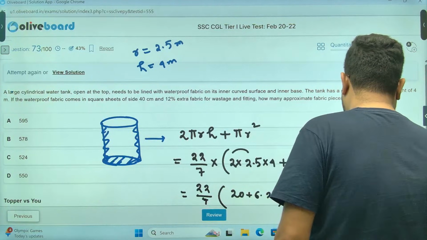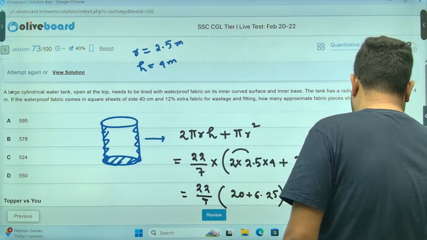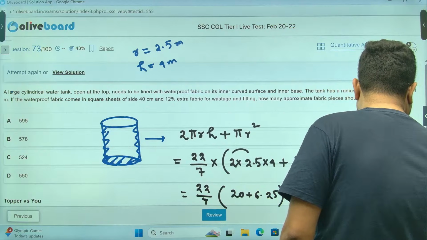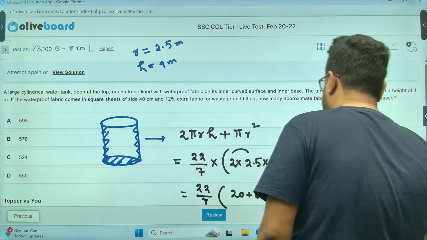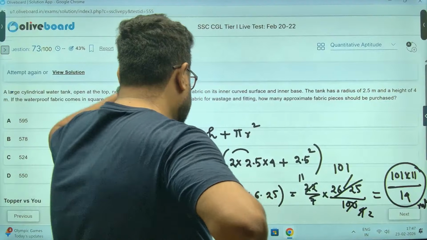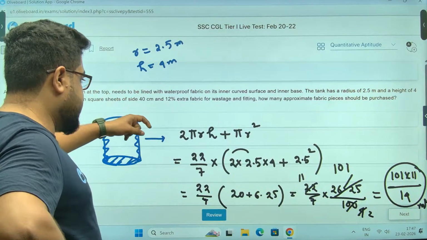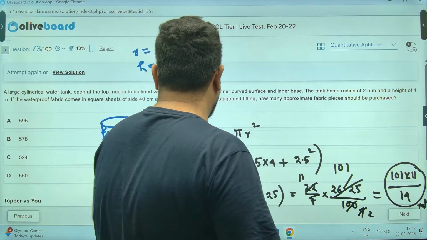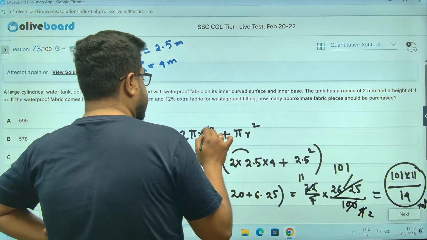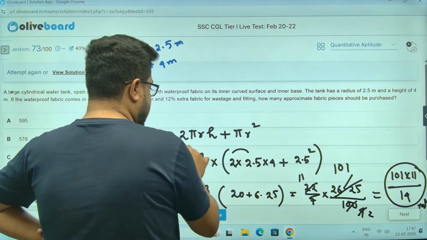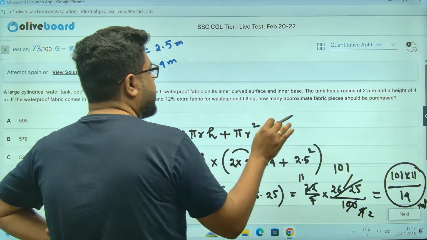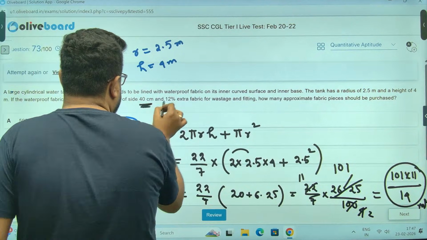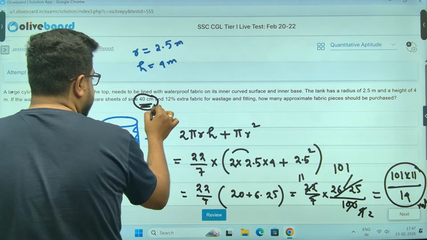That means we will require these many meter square of fabric. I've not made any mistakes. 5 4s are 20. Just let me cross check once. 2 pi r h, because today I'm making so many mistakes since the morning. Pi 2 into 2.5. This. Okay, square sheet of this much centimeter. Keep this in mind.